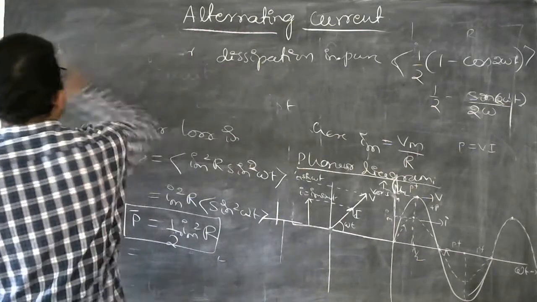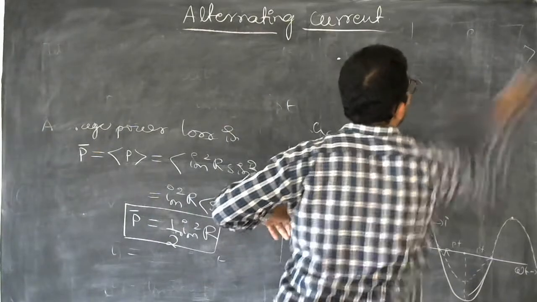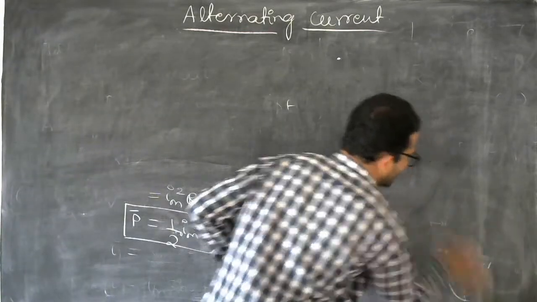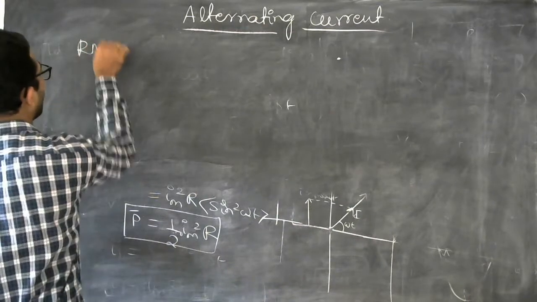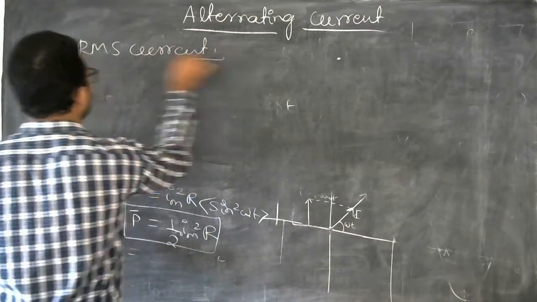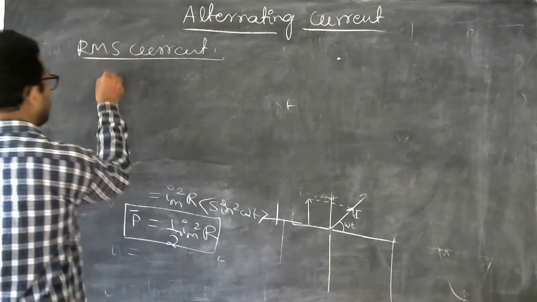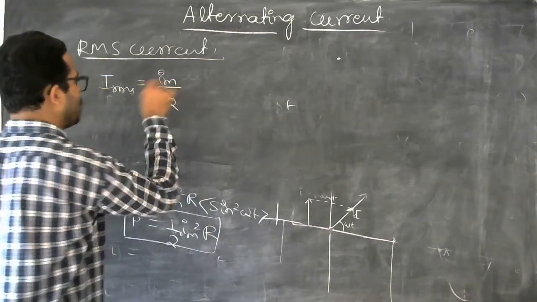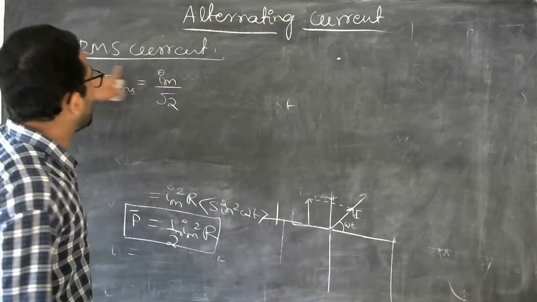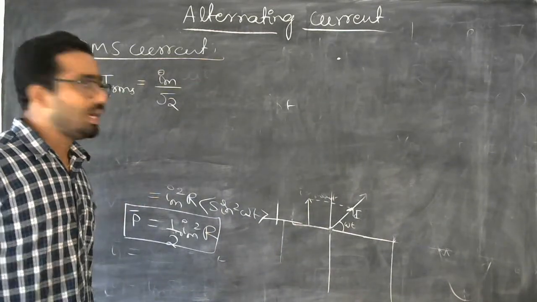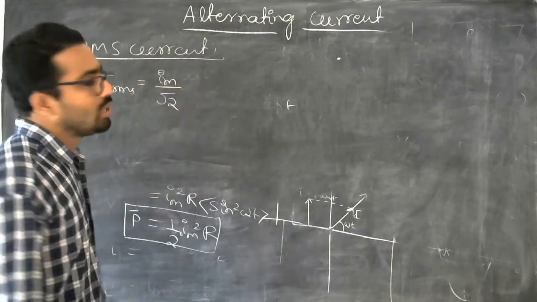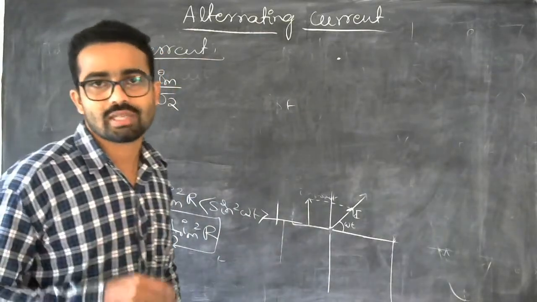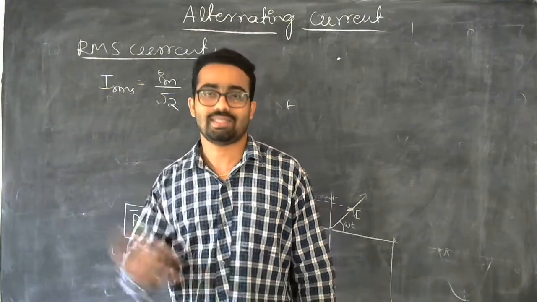So to define it, we should take one concept. It is called root mean square, the RMS current. How to write the RMS current? Let's write IRMS. It is equal to Im by square root of 2. This is the equation for RMS current. RMS current means a current equivalent to DC current which will produce the same average power loss as the alternating current does.